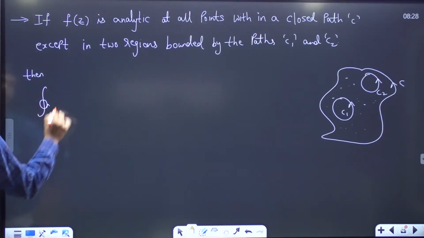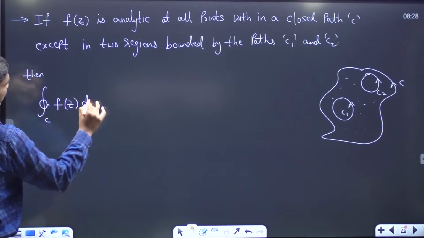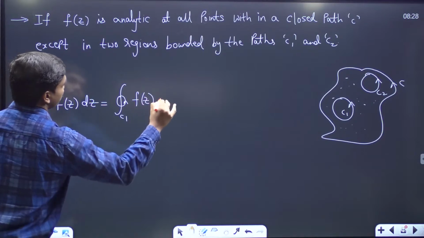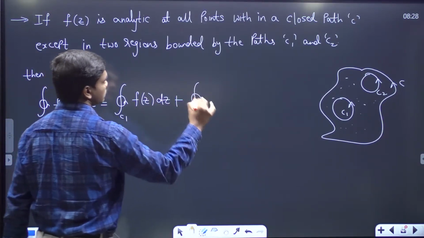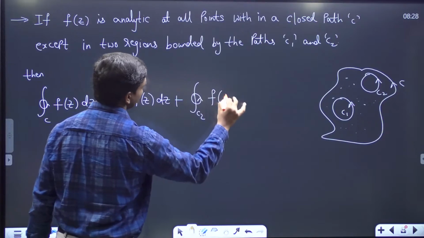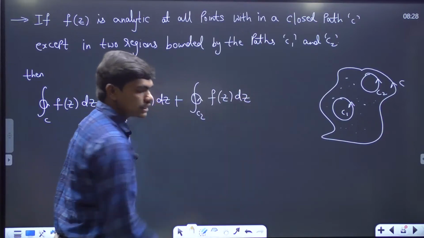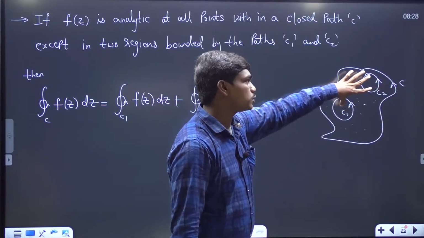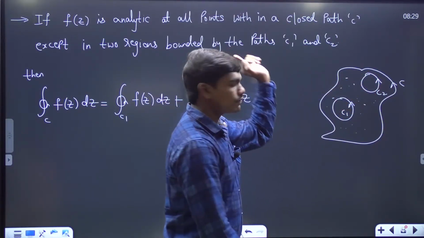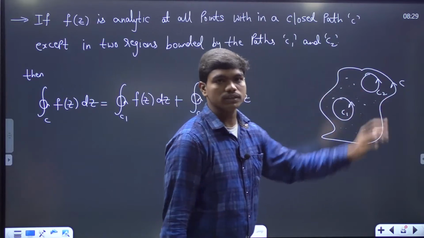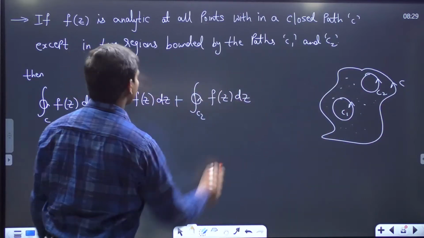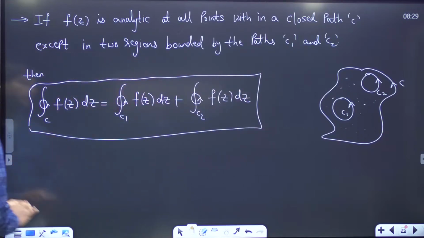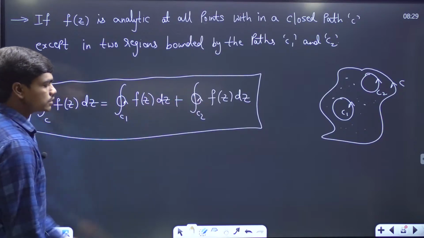cyclic integral over C f of z dz is same as cyclic integral over C1 f of z dz plus cyclic integral over C2 f of z dz, because except at these two regions at every point the function is analytic. If the function is analytic except at these two regions, then the integration f of z dz with respect to the remaining region will be 0 anyhow, correct? Because the function is analytic there. So this is the result. We can evaluate these results, and we know how to evaluate the complex integration things, so we'll do this.